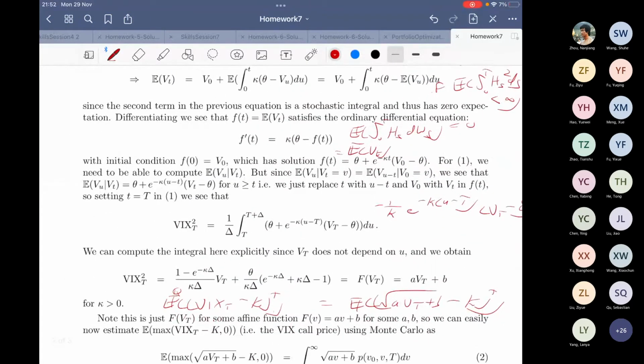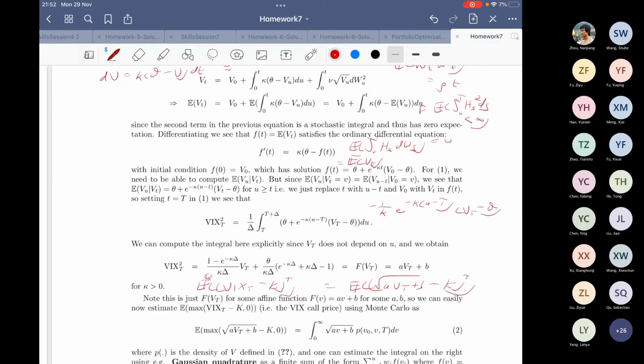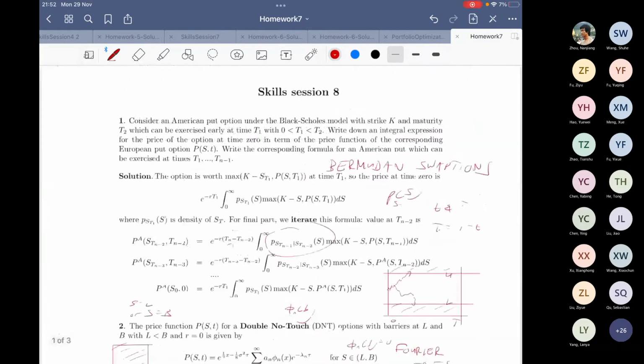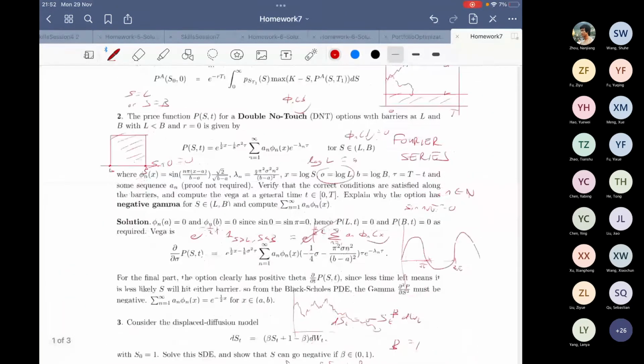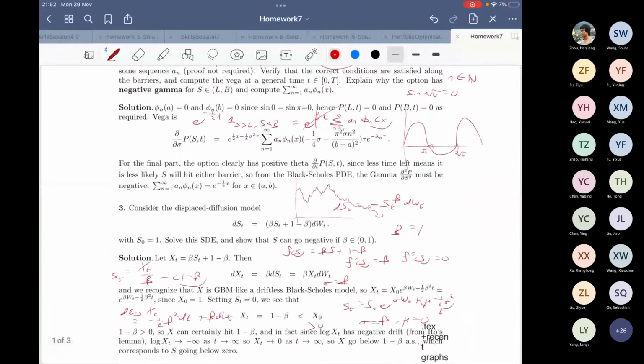So that's the end of that skill session then. It's just a few more practice questions plus some new ideas that may help you on some of the other courses as well, and for the project. So any questions about any of that stuff, or anything else?